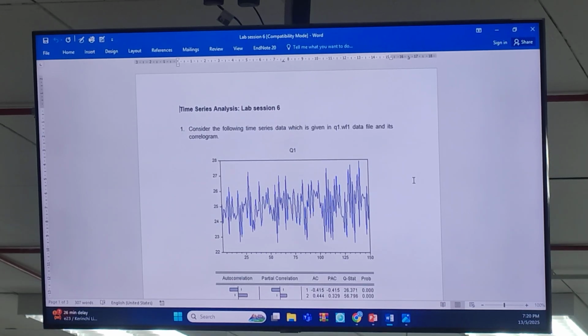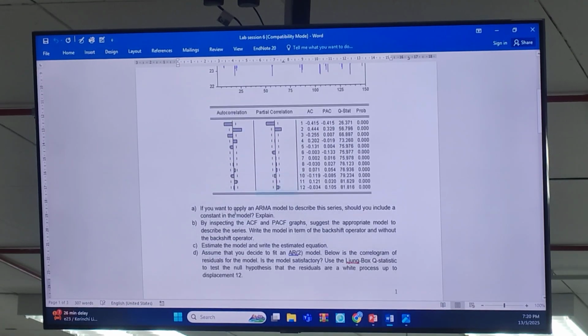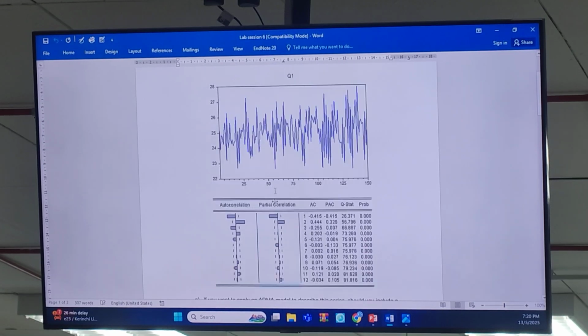So we have the data. By looking at the graph, it seems to have a non-zero mean, meaning it's very likely that if you include C when you estimate, it's going to be significant. The question asks, if you want to apply an ARMA model to describe the series, should you include a constant in the model? The answer is yes, based on the graph.